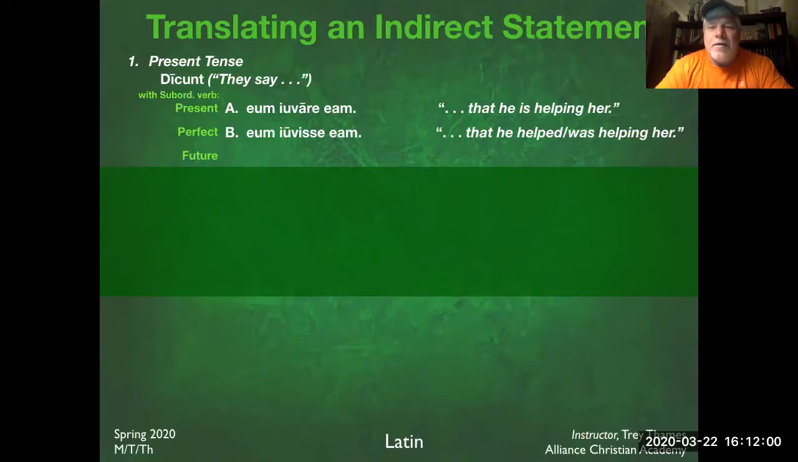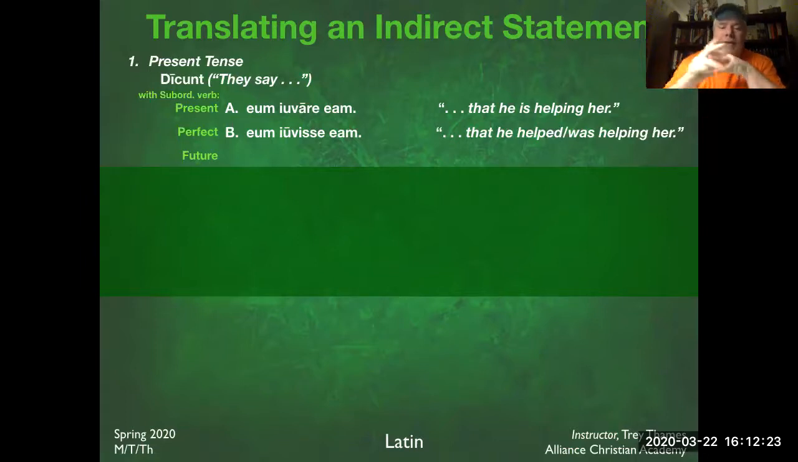It's the active perfect infinitive. So they say that he, because it's in the perfect tense, it's happening before the action of the main verb. It's preceding it. So you have to say he helped or was helping her. They say that he helped her. They say that he was helping her.